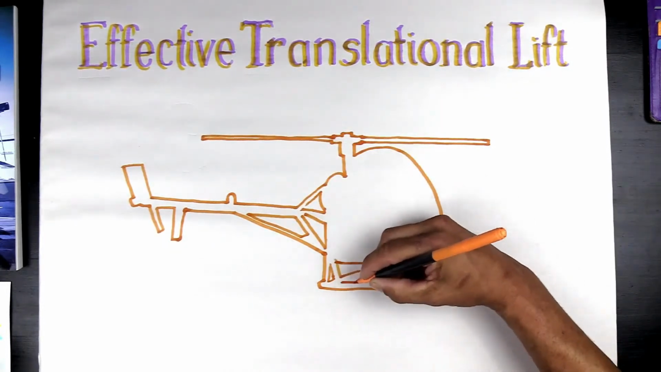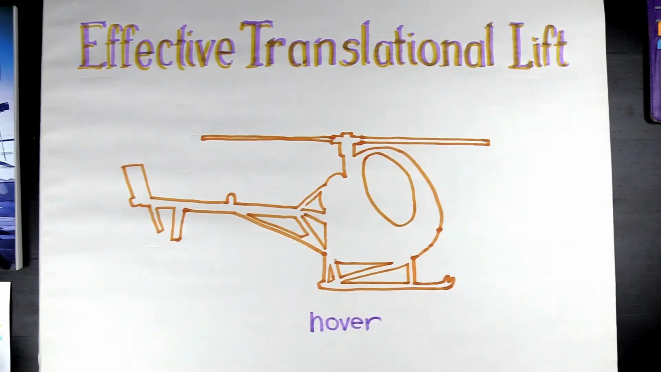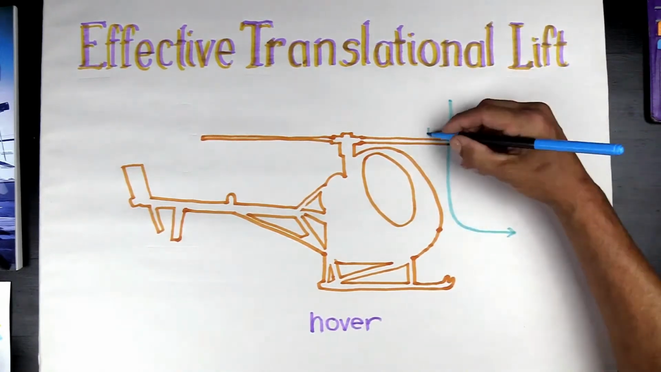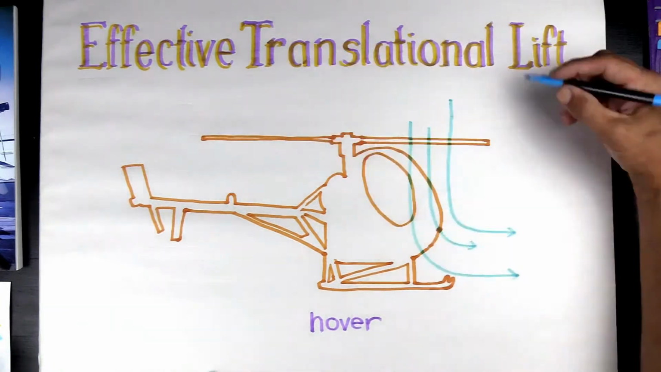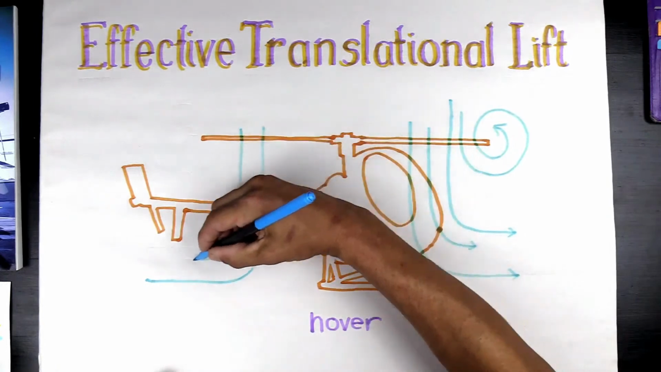So step one, we are just in a hover. Everything is pretty uniform. Air is coming down like this. Got our vortice, we're in ground effect. There you go. So that's kind of our starting point.